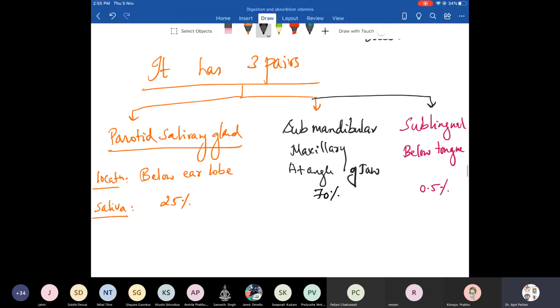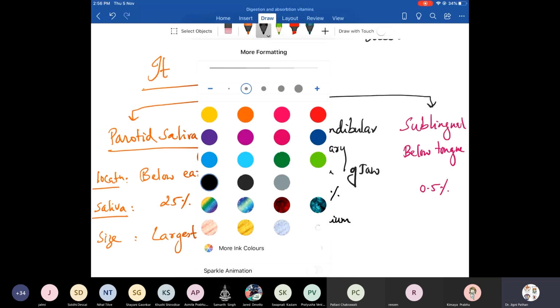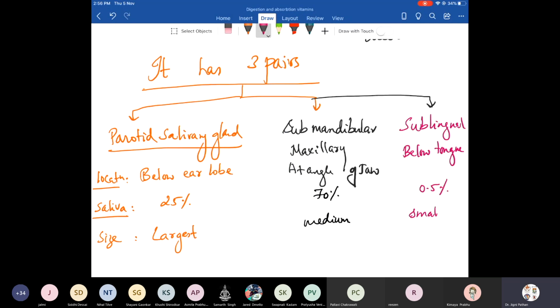Okay. Size. Largest, medium, and smallest. Very important question. Highlight this point, largest.